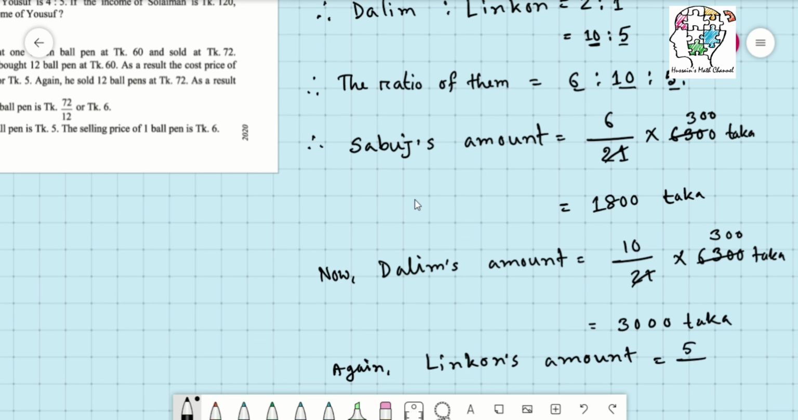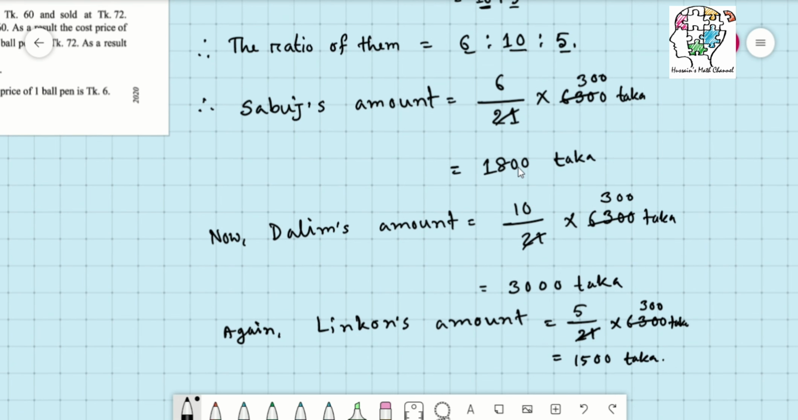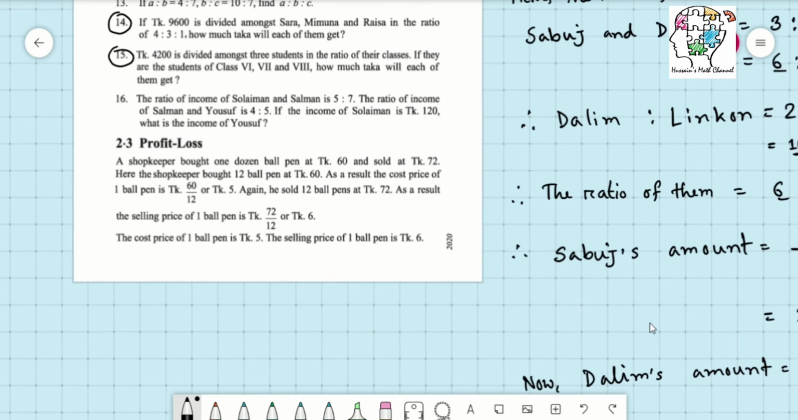it will be 5 by 21 times 6300 taka, so here it will be 300 also, and 5 3s are 1500 taka. So these are the three amounts of three brothers. If you add all the amounts of three brothers, you will get a total of 6300. That means 1800 plus 3000 plus 1500, you will get a total of 6300 taka. So this is our answer for this question number 10.